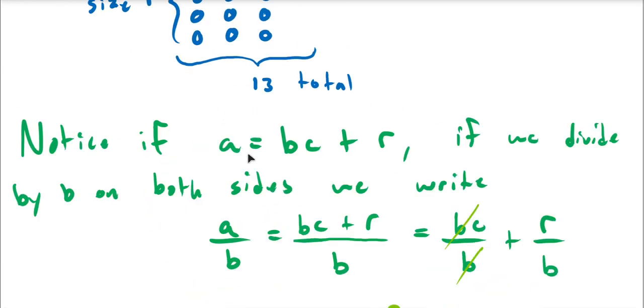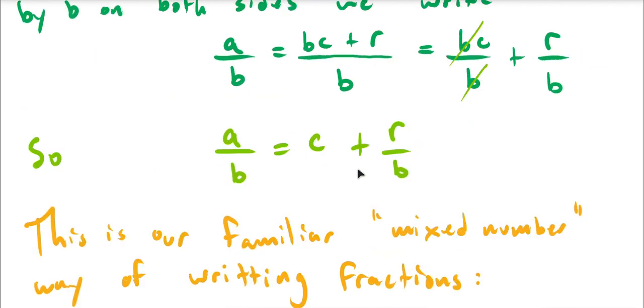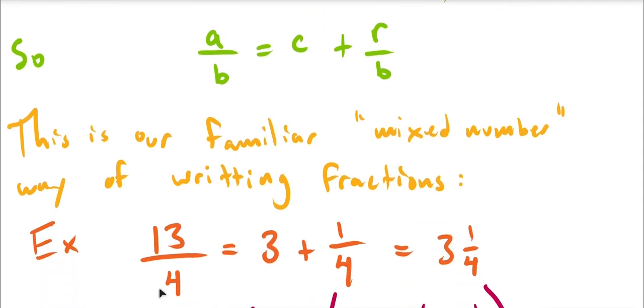Now notice that if we can write a equals bc plus r, then if I divide both sides by the divisor b, we wind up with a over b is equal to c plus r over b, once all our cancellations are done. This is usually called the mixed number when you're writing fractions. For example, 13 over 4, 13 divided by 4, is 3 and a fourth. We have a remainder of 1, and we usually write that without the plus sign. But this little invisible space here means 3 and a fourth, 3 plus 1 over 4.